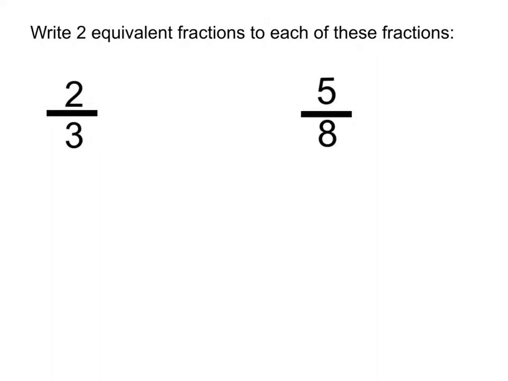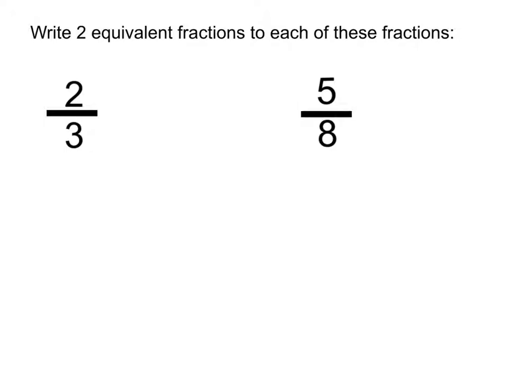Equivalent fractions are fractions which have different numbers on top and bottom, but represent the same number. So we've got two examples here where they want us to find two additional equivalent fractions. So for 2/3, what we need to do to find equivalent fractions is just times the top, remember that's the numerator, and the bottom, the denominator, by the same number.